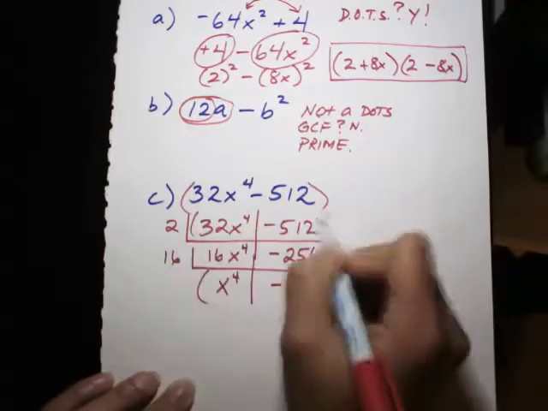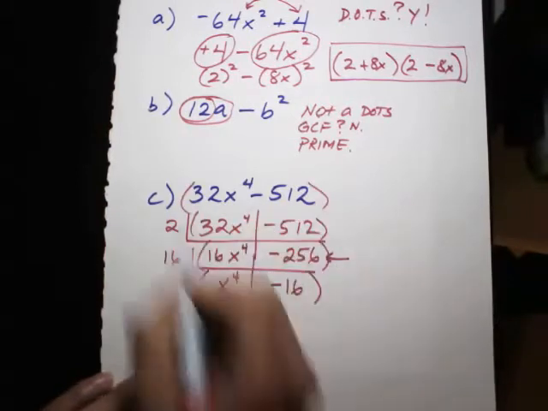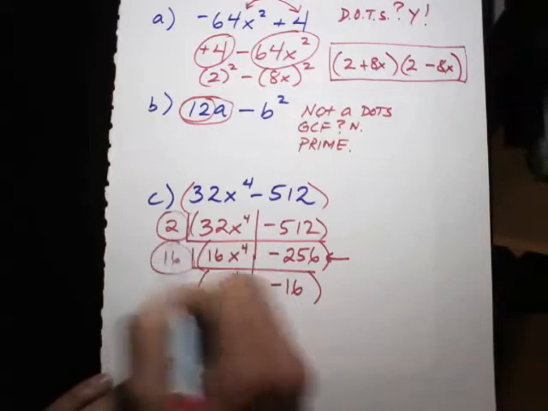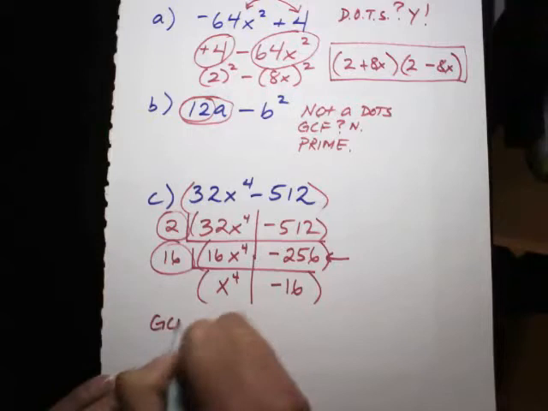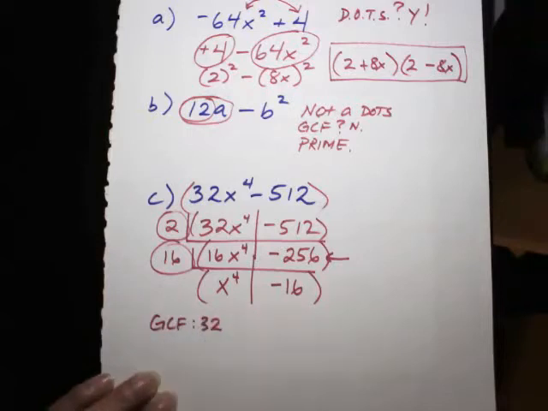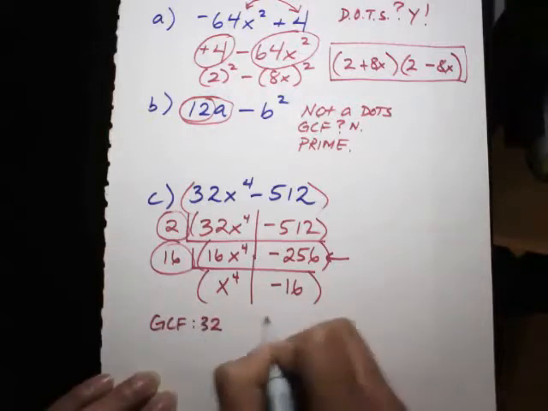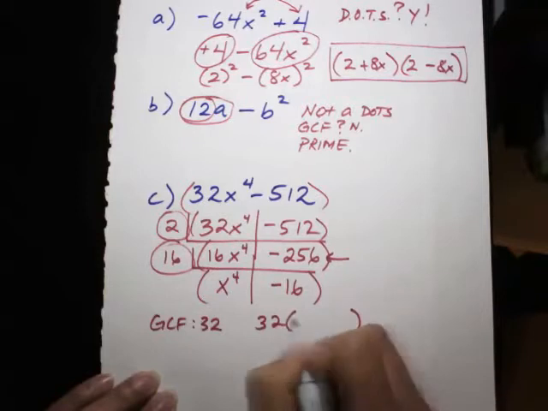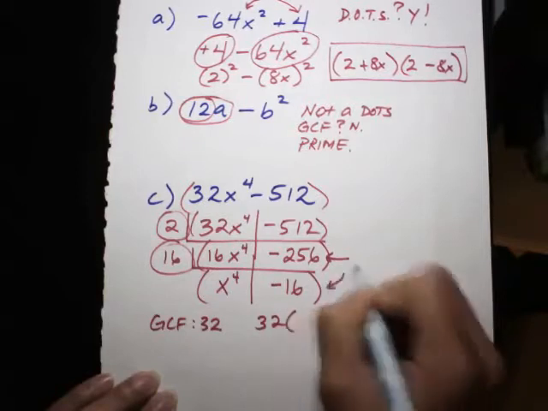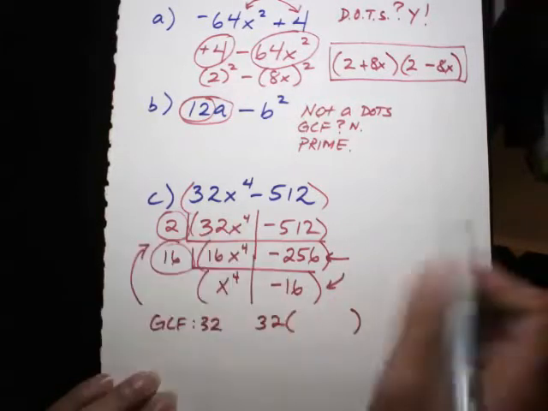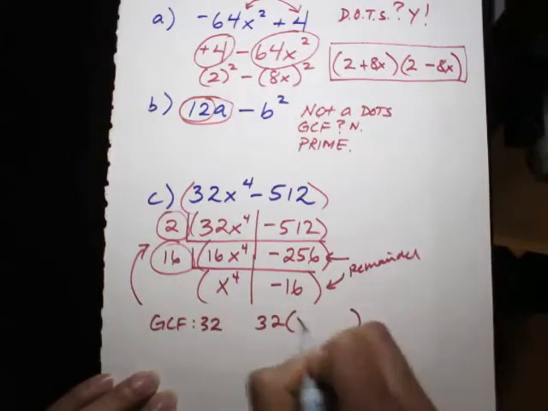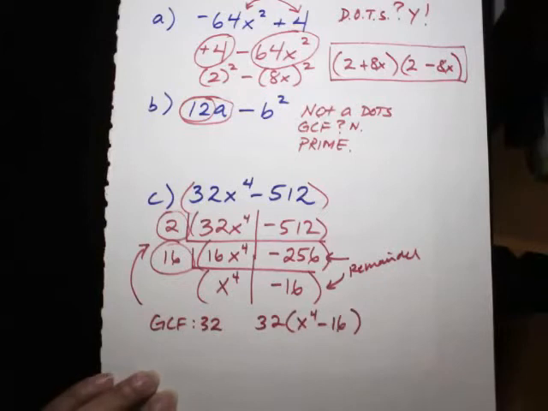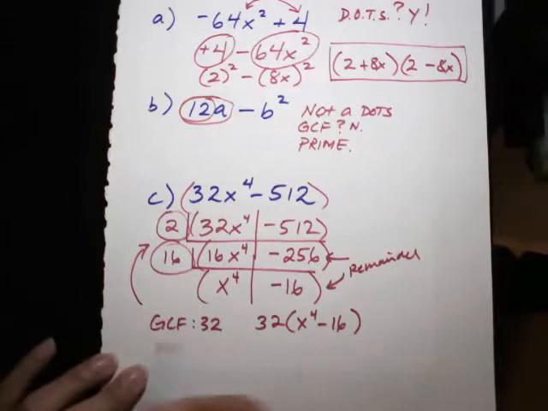So what we have here, we don't have any more common terms, but we started off with this binomial, and we factored out terms. We factored out a 2, we factored out a 16. So our GCF is 32. What this becomes is 32 times our remainder. This is our remainder, here's our GCF: x to the 4th minus 16. So this is what we have after we factor out the GCF.